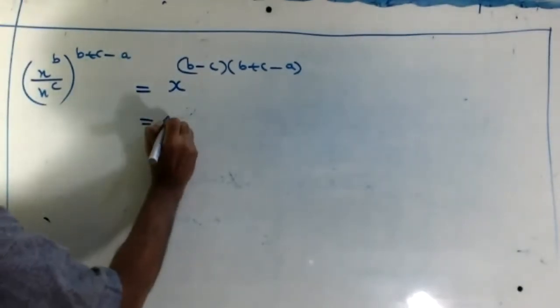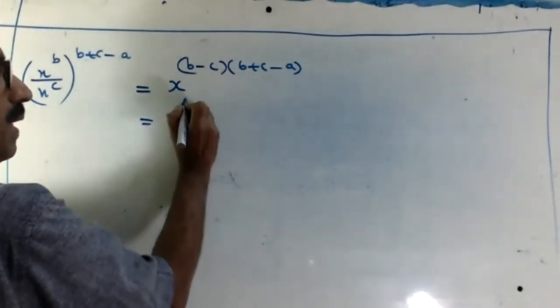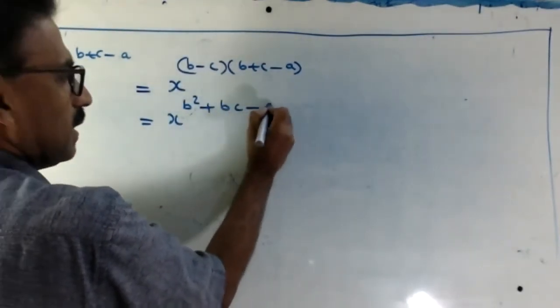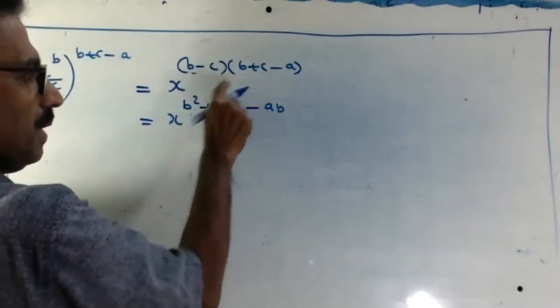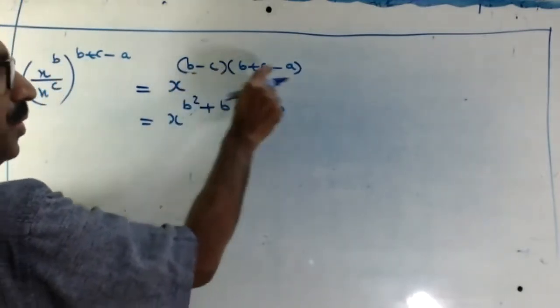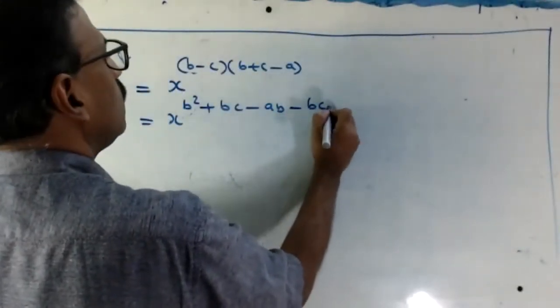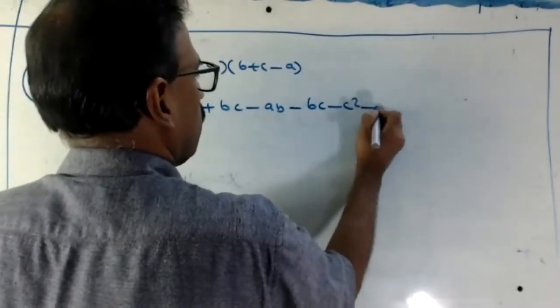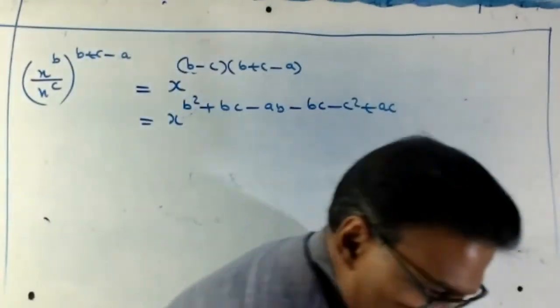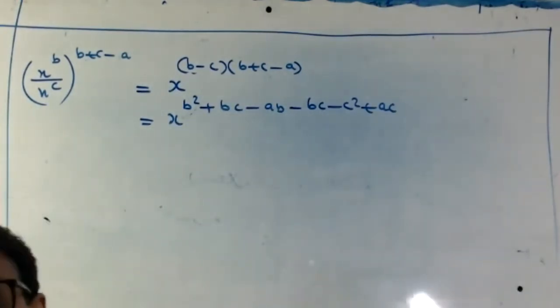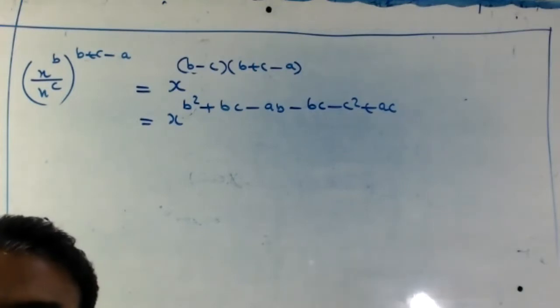This one is equal to x raised to b square plus bc minus ab. Are you okay? b into b, b square, b into c, bc, b into a minus ab. Now this one minus bc minus c square plus ac. I hope this part is clear. The first part clear or not? Could ask doubt. This one clear now?